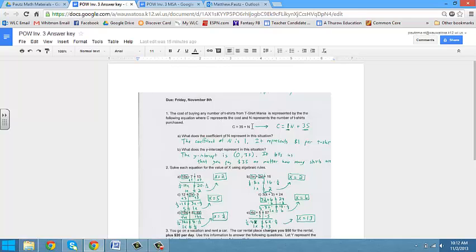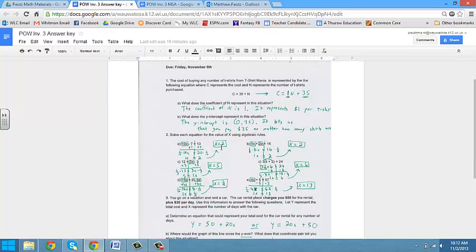Number 1 says the cost of buying any number of t-shirts from T-Shirt Mania is represented by the following equation, where C represents the cost and N represents the number of t-shirts purchased. So the equation is C equals 35 plus N, and I wanted to rewrite that here as C equals 1N plus 35, because we want it in the form y equals mx plus b. So C would be your y, N would be your x, and since there's no coefficient, nothing before the N, the coefficient would just be 1 or 1 over 1, and then plus 35. And we can switch these around because of the commutative property.